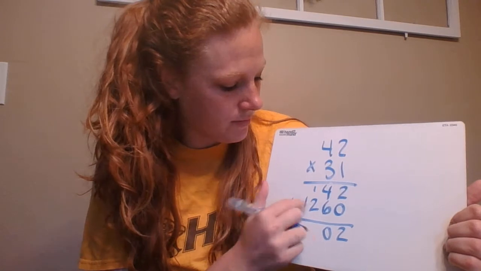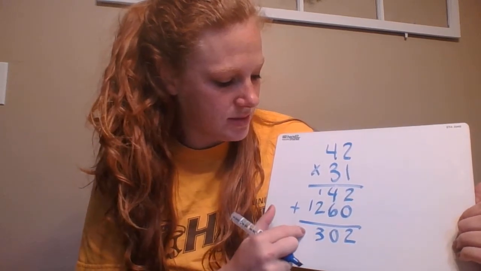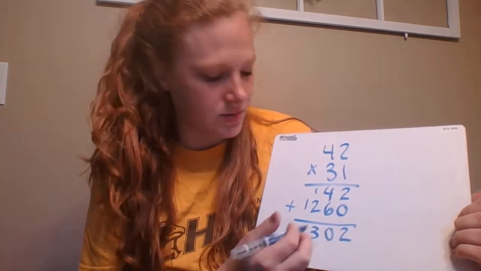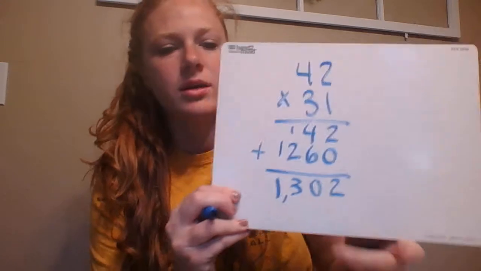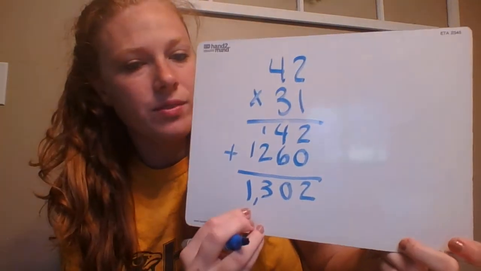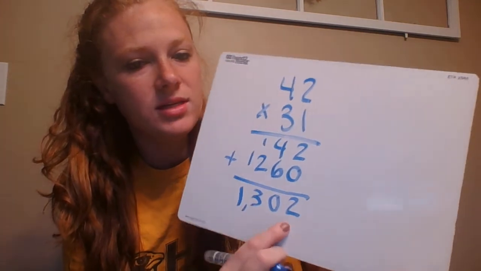1 plus 2, 1 más 2, which is 3 or 3. And 0 plus 1 is 1 or 1. 1, 2, 3, comma. So your final answer is 1,302, so 1,302.